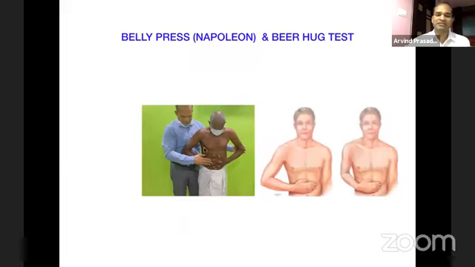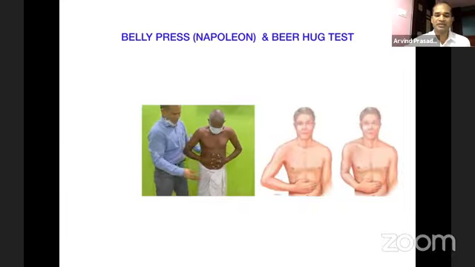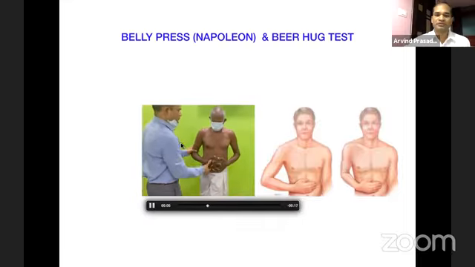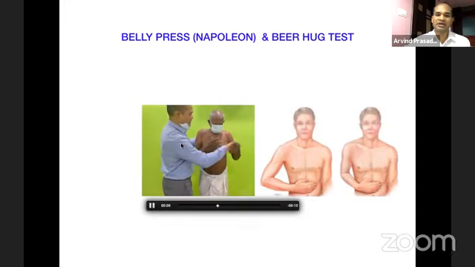Again, next is the belly press sign, in which the hand should be at the belly, and then ask the patient to press it with the elbow in the line of the body. When there is a tear of the subscap, the elbow will fall behind the line of the body. So this test will be positive. Because of the torn subscap, the patient is unable to internally rotate the arm. Here you can see when he is pressing the belly, the elbow is going down. So this is the belly press sign.